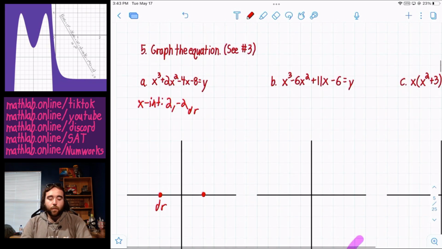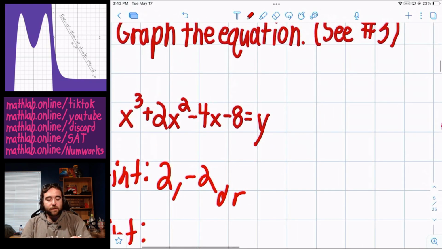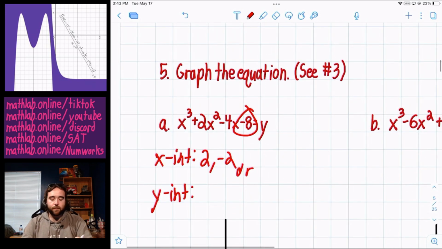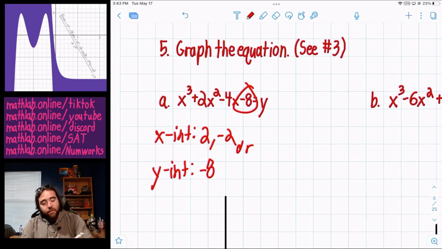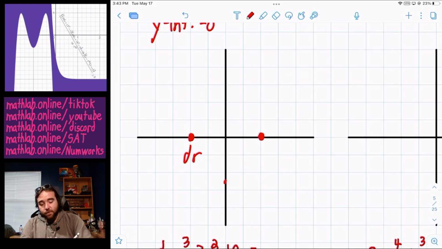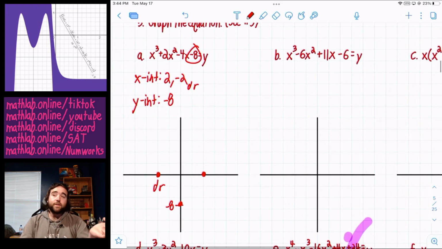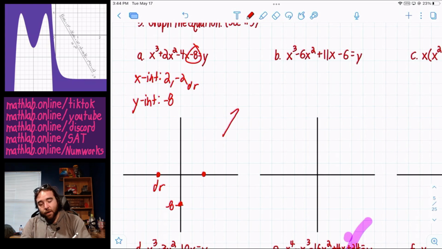And then what's the y-intercept? Remember, for the y-intercept, you plug in 0 for x. And that just ends up being this -8 right here. So the y-intercept is -8. And 8's too high to count, so we just put that point there, and we call it -8. And then we just got to connect our dots. The whole graph is positive at the end, so we know at the end it's going up.